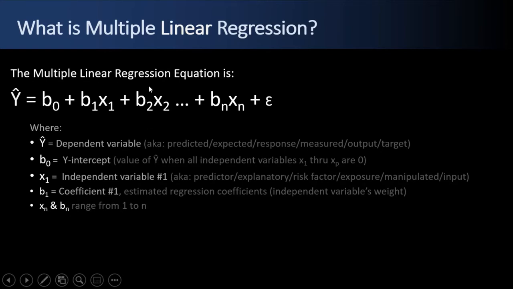Xn and bn. Basically, this is saying that you repeat these clauses all the way out to however many independent variables that you have. Now Excel, for its multiple linear regression, is going to limit you to 16 independent variables. But if you use R or Python, you can go out into the hundreds. And finally, the residuals, or error term E, is the difference between the actual Y, say the house sales price that was observed, and the predicted Y in our test data set.